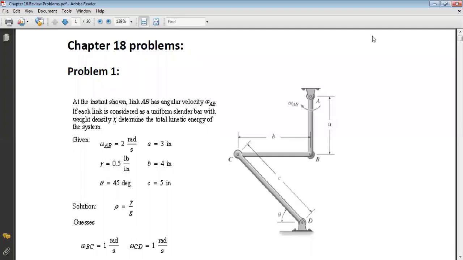So in this case, we have link AB has angular velocity omega AB. If each link is considered as a uniform slender bar with weight density gamma, determine the total kinetic energy of the system. Whenever I have several elements in a problem, to find the total kinetic energy, all I have to do is to calculate the kinetic energy of each part.